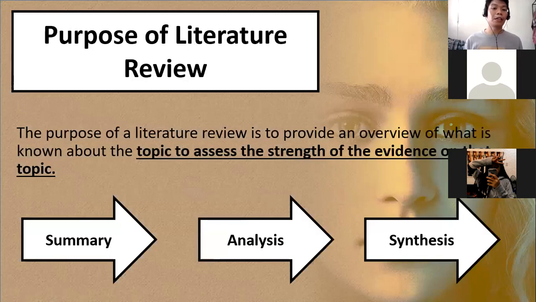And the purpose of literature review. The purpose of a literature review is to provide an overview of what is known about the topic to assess the strength of the evidence on that topic. So we have summary, analysis, and synthesis. So this the process on how you're going to review your literature.